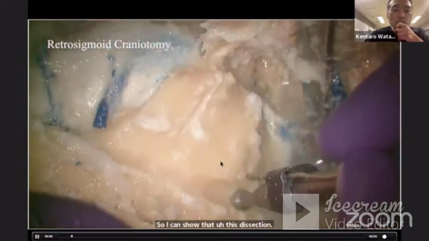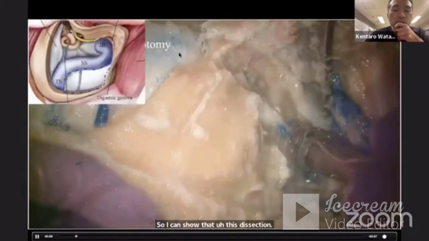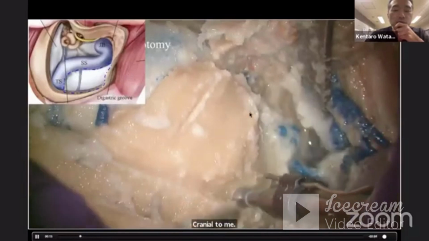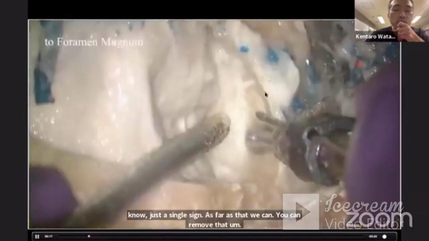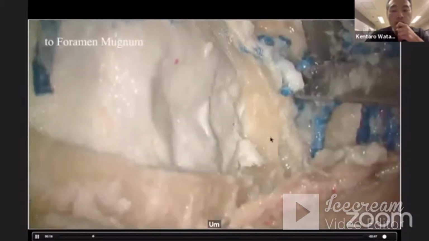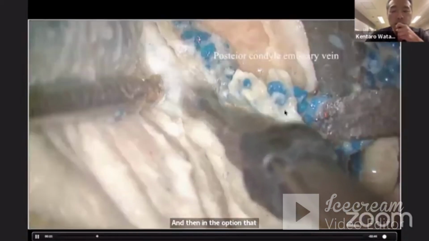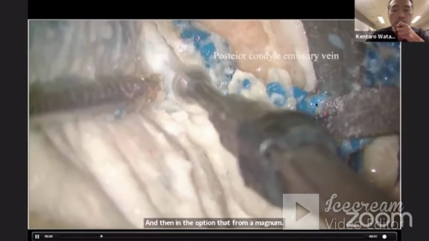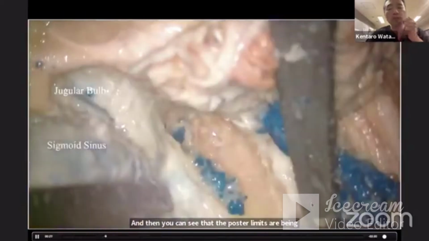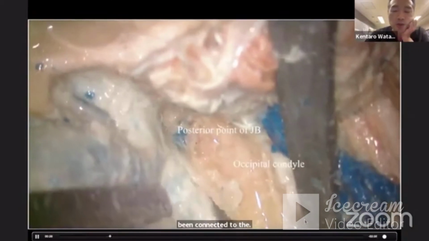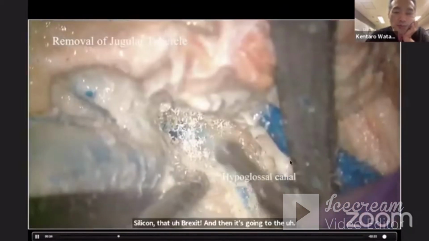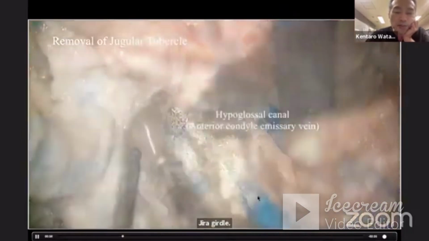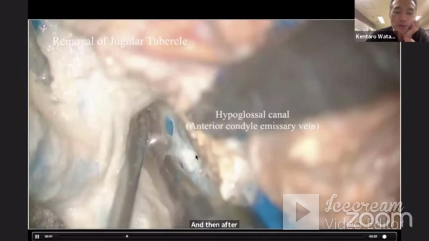This is a retrosigmoid craniotomy. Here is the sigmoid sinus. At first, we remove the bone from the retrosigmoid area, and then open the foramen magnum. Then you can see the posterior condylar emissary vein connected to the subcondylar plexus, and then going to the jugular bulb. Then we can see the anterior condylar emissary vein, which runs in the same canal as the hypoglossal canal.